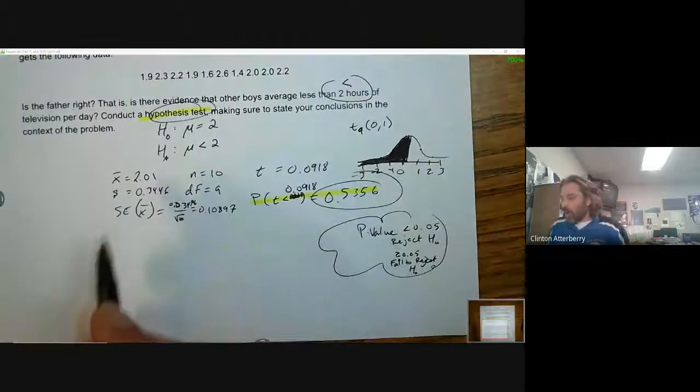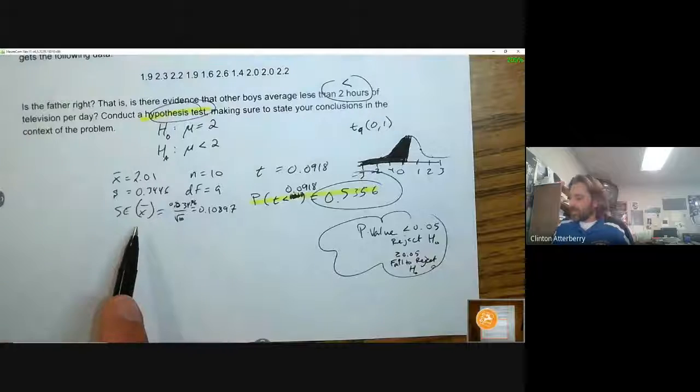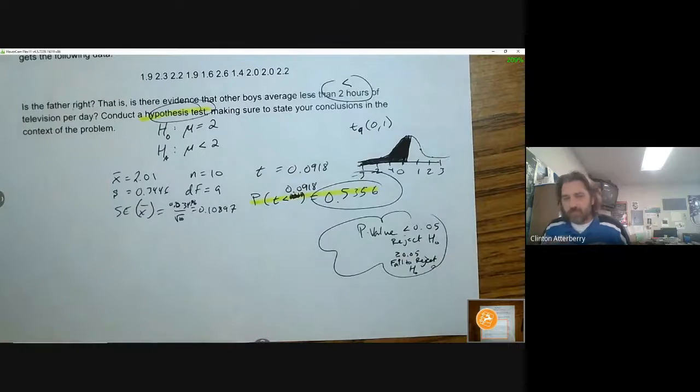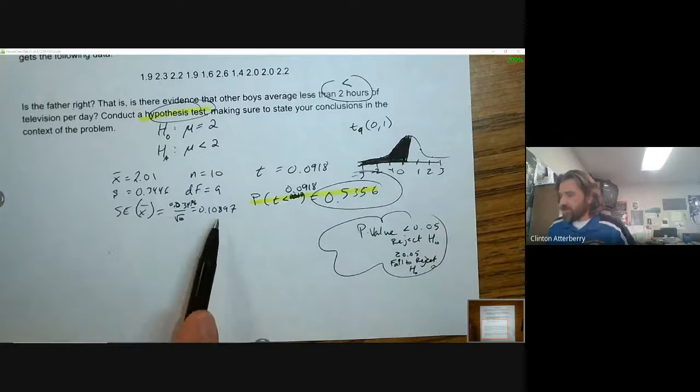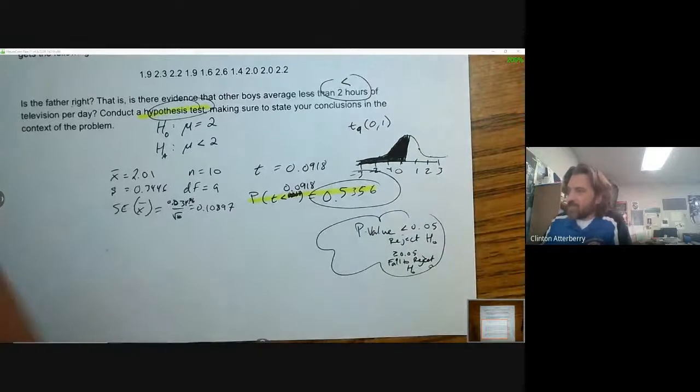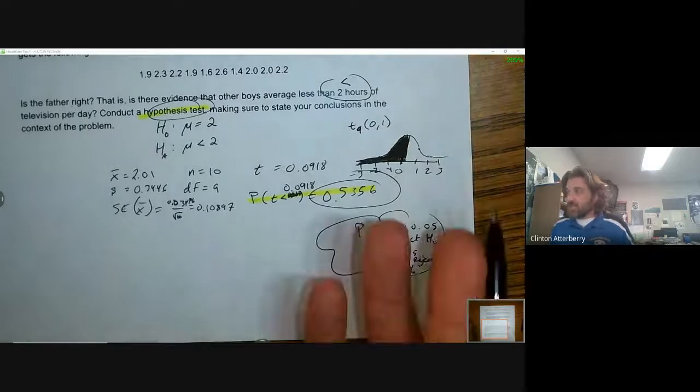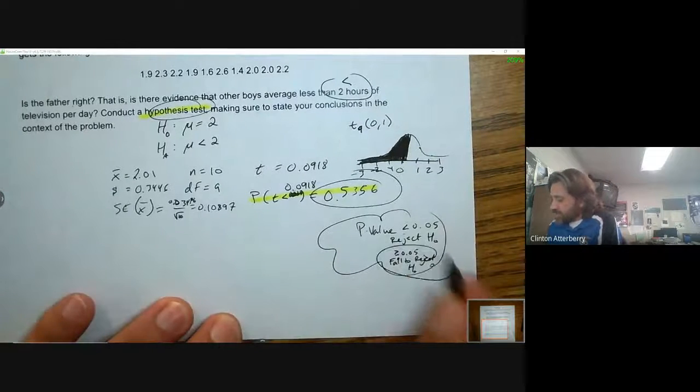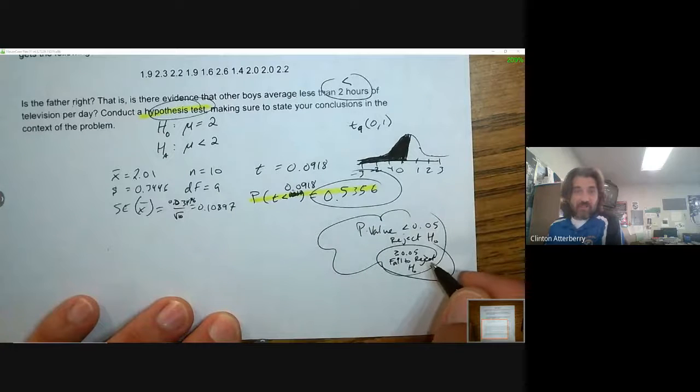Okay, so why would you want this number? You'd want this number if you were calculating the stuff by hand, or you were calculating a confidence interval, you'll need that number. So just be aware of how to get that number, the standard error of the mean. All right, so let's make a conclusion. Once again, because this number is greater than 0.05, we are going to fail to reject the null hypothesis.